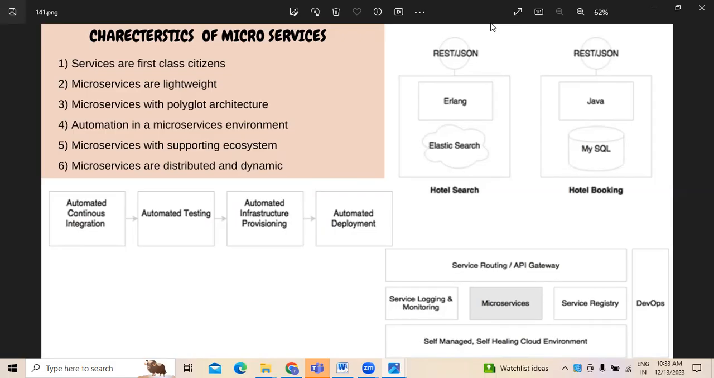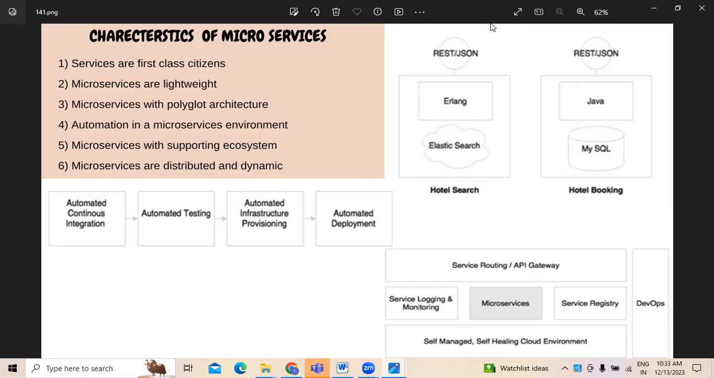Because whatever microservices we are implementing, these microservices are individual in nature, so each service runs with its own architecture, separate technologies and all that. This is where this polyglot architecture generally comes from.